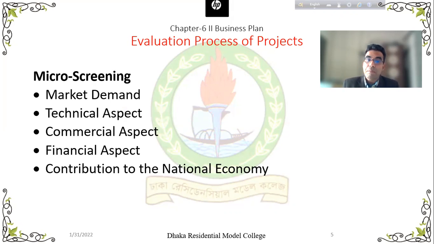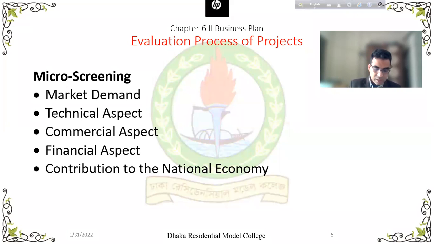Which elements must be screened: market demand, technical aspect, commercial aspect, financial aspect, contribution to the national economy. These elements must be considered in your business plan. What is this?